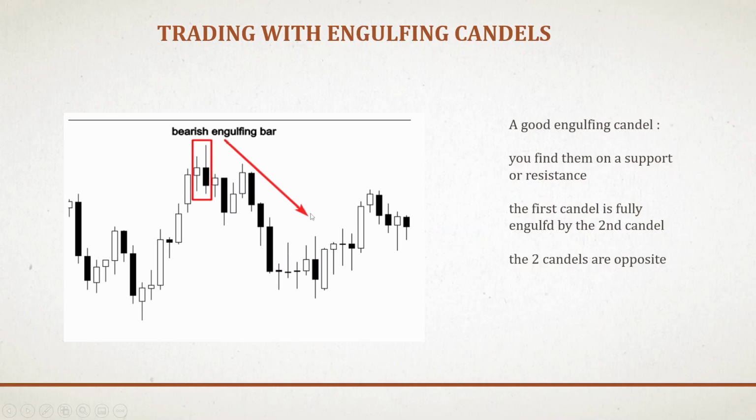So what is a good bearish infringement bar? You find them at a support level or a resisting level. A bearish infringement bar you find only at resisting levels, which are very important. The second candle fully infringes the first candle, so it eats the first candle completely up. They are two opposite candles, so there has to be a bullish one and a bearish one.